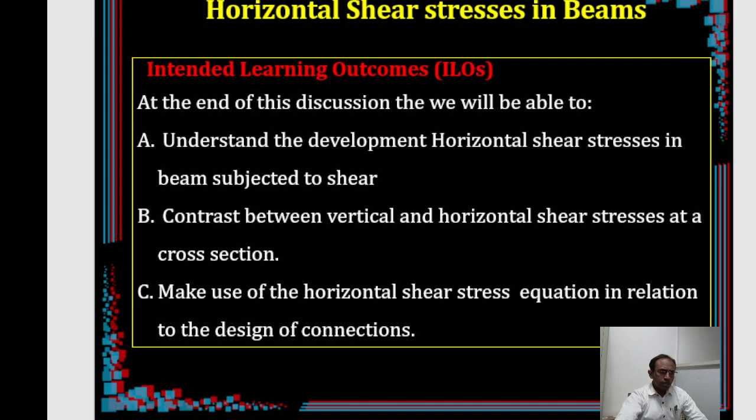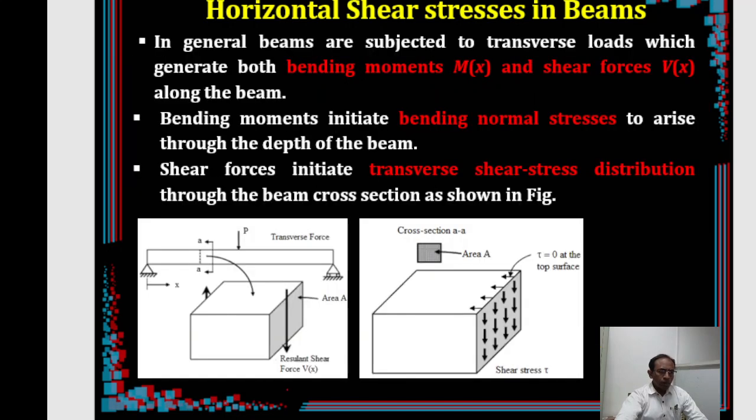So first, let's look at what this horizontal shear stress is and how it develops. Let's focus on that point.